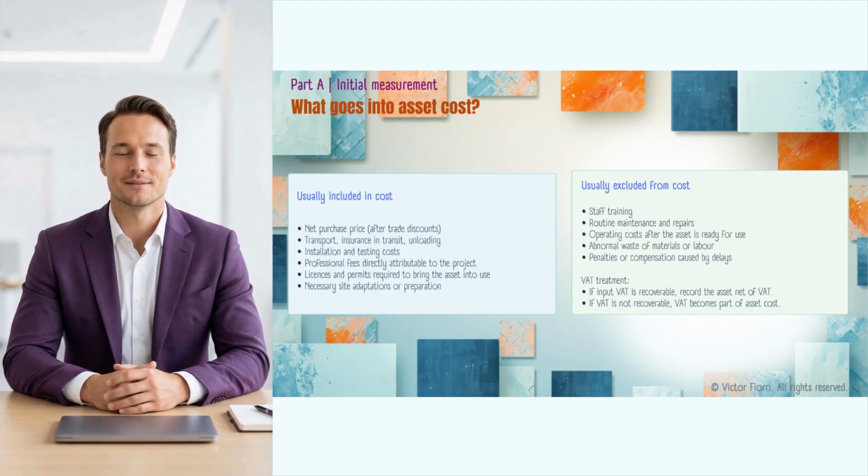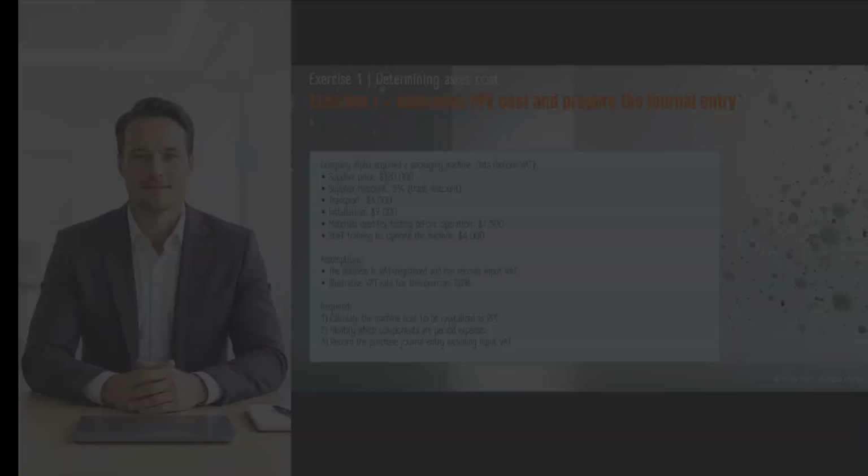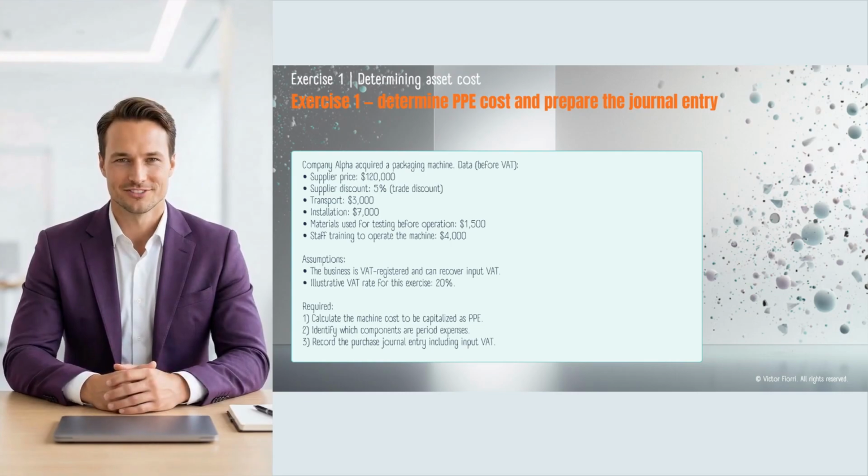Think of it this way. Only costs necessary to prepare the asset itself for use are capitalized. Training prepares employees, not the machine. A useful practical tip is to ask whether the cost belongs to bringing the asset into working condition. Now we move to our first exercise on determining asset cost and preparing the journal entry.